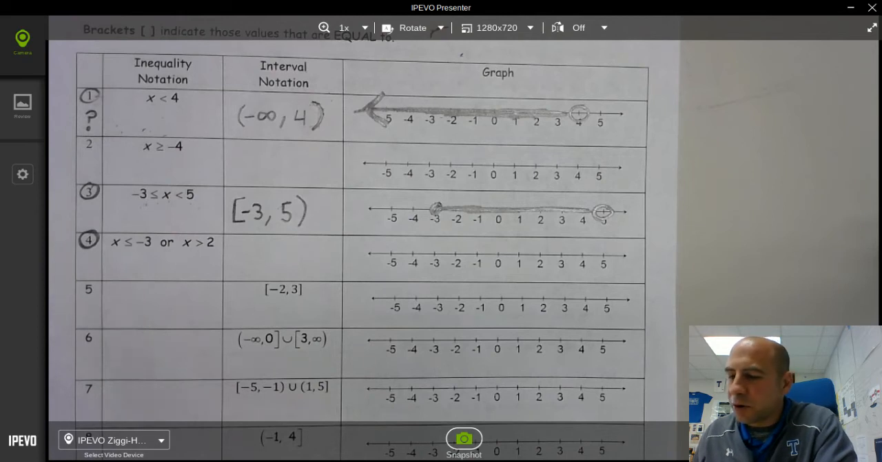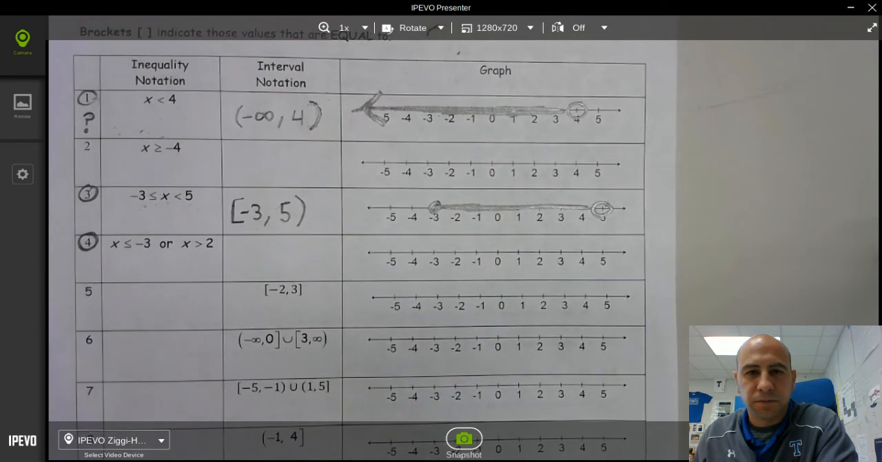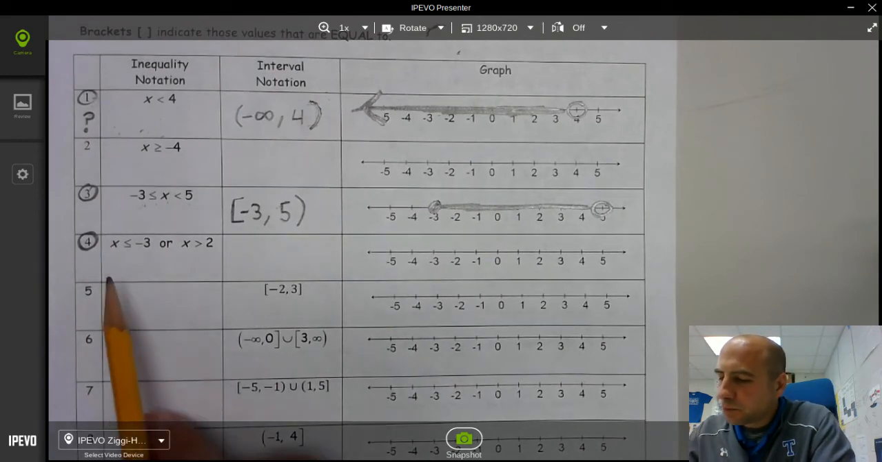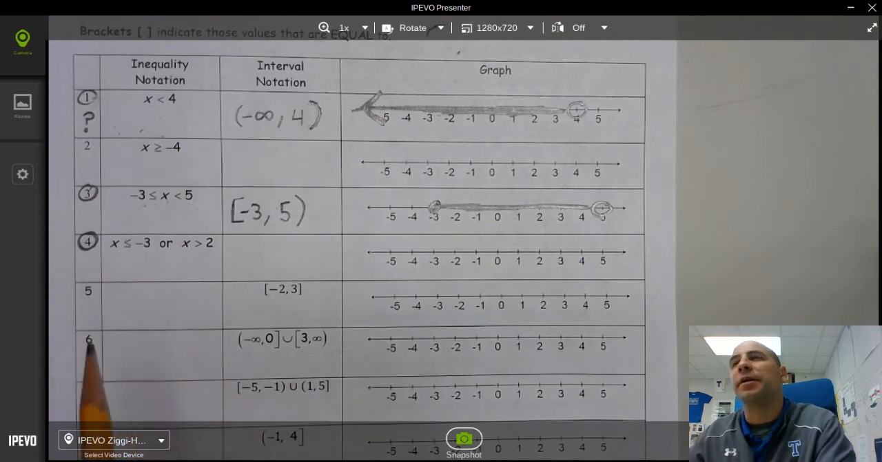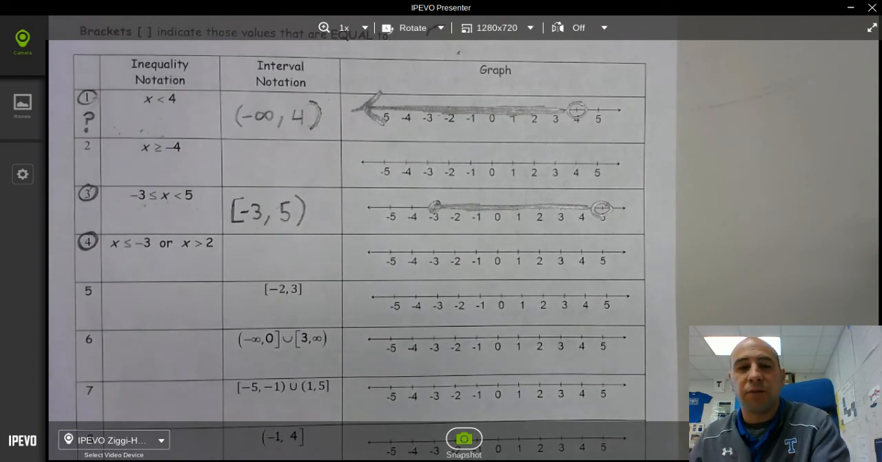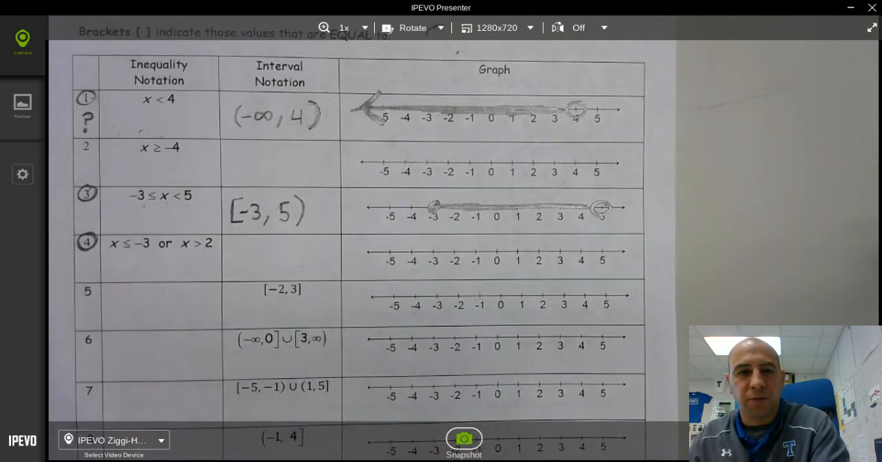Now at this point, look at your notes and see if you can try number 4 on your own. When I say try something, pause the video and then continue it. All right, so number 4. You pause the video, you try it on your own, and then you click play to see if what you did is correct, and you'll know because I'm going to go over it after you pause it.